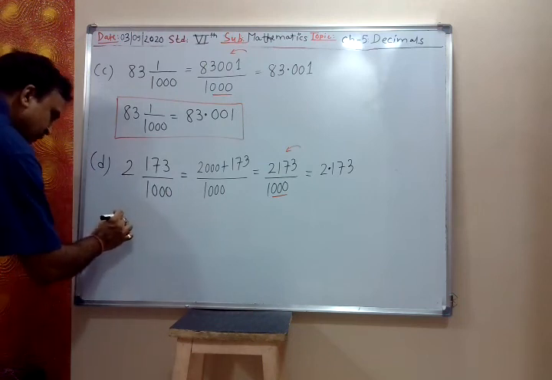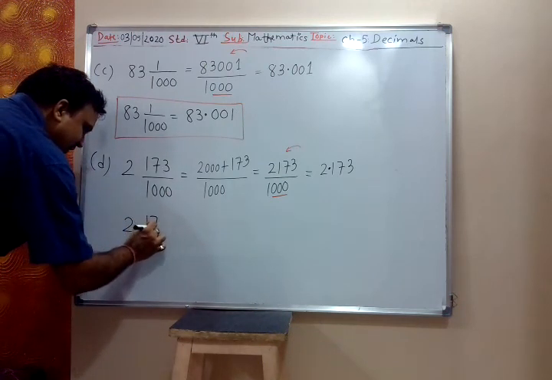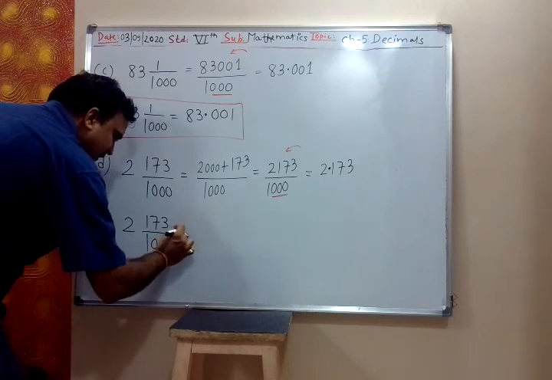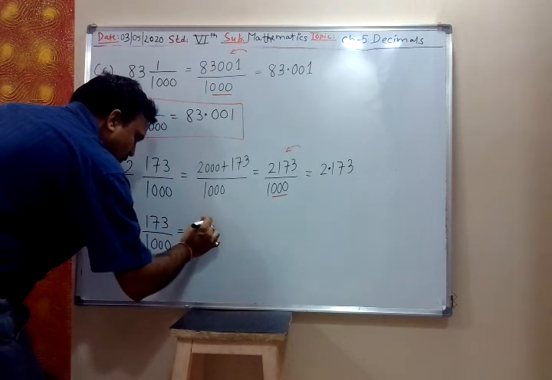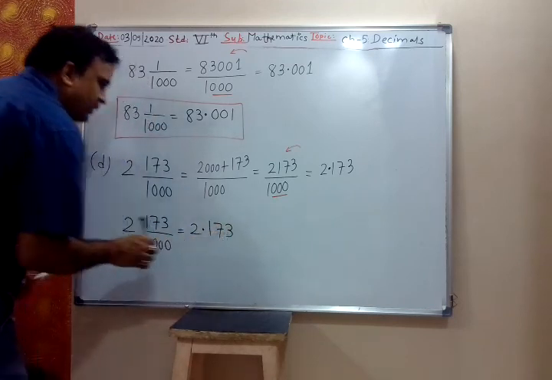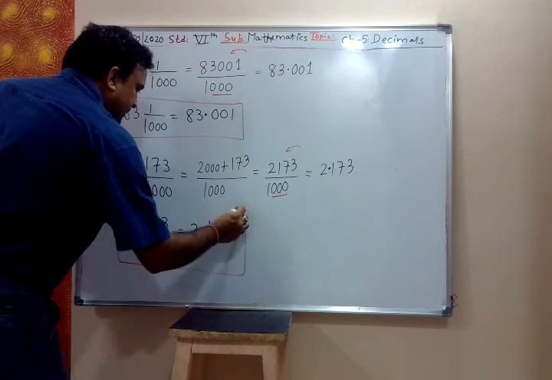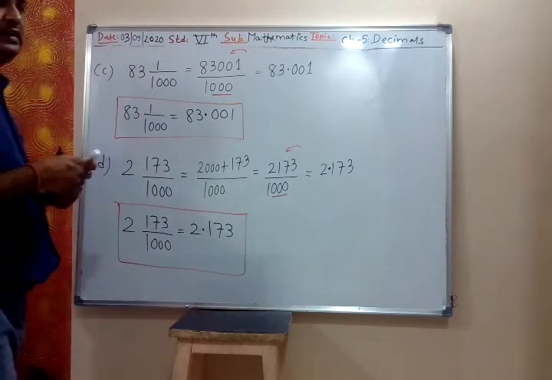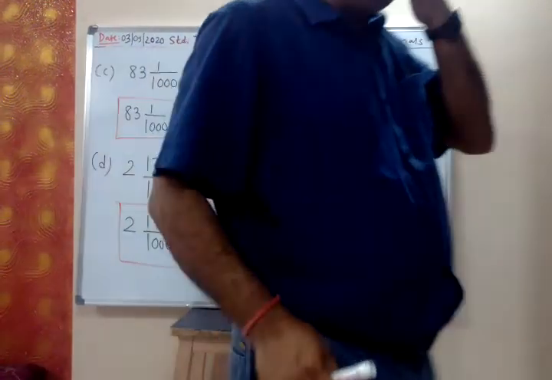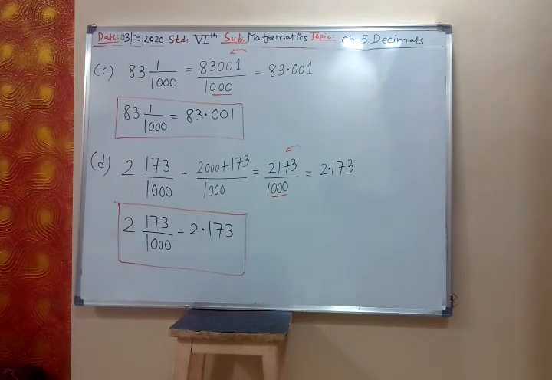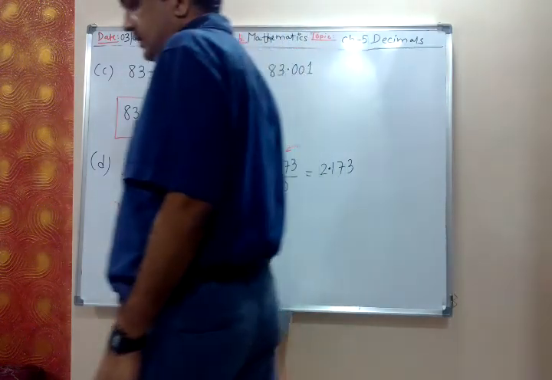So 2 is to 173 upon 1000 is same as 2.173. So in this way we are writing the mixed fractions into decimals. Yes, D.